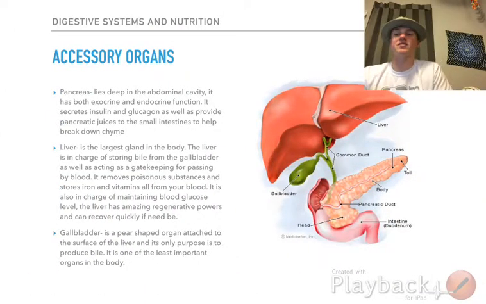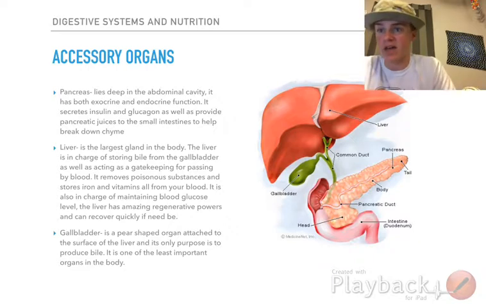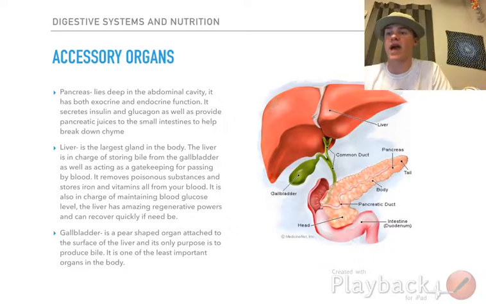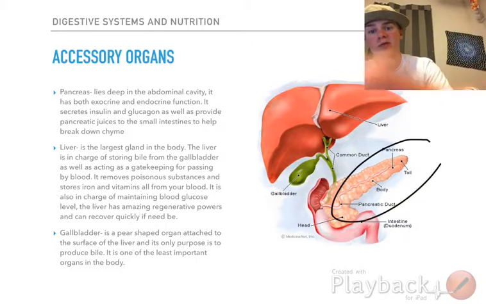And then also there are accessory organs that help the digestive tract, where food's not going to pass through them, but they provide important enzymes to break down food. The pancreas lies deep in the abdominal cavity. It has both exocrine and endocrine function. It secretes insulin and glucagon as well as provides pancreatic juices to the small intestine to help break down chyme, which is your pancreas right here.